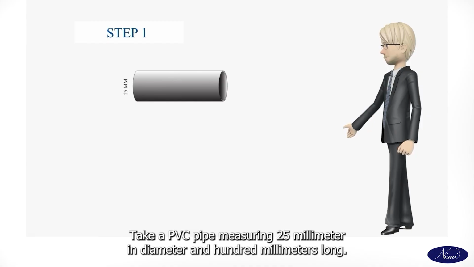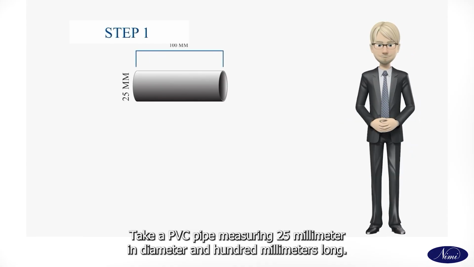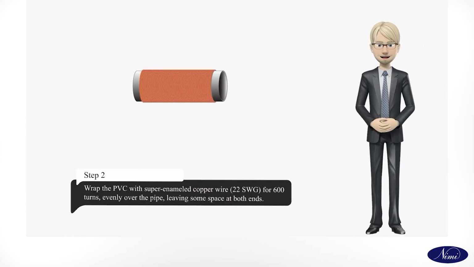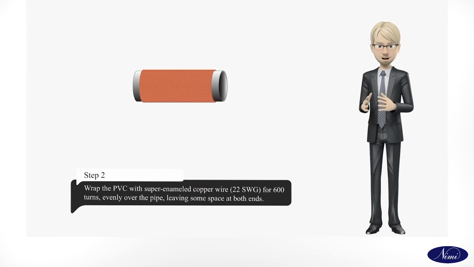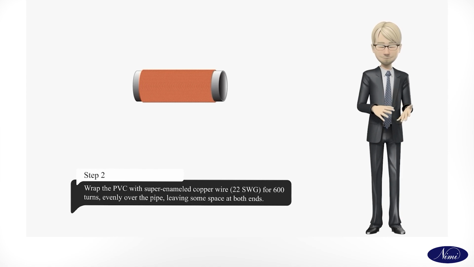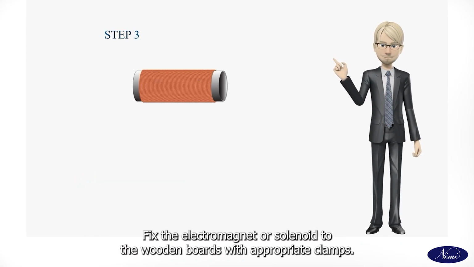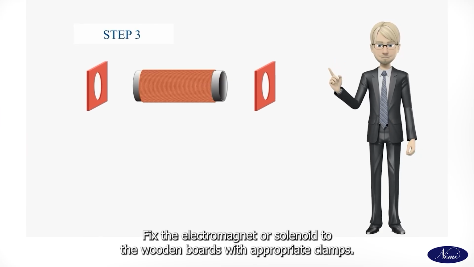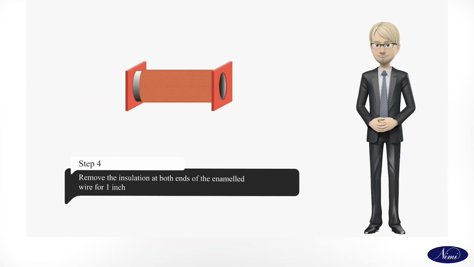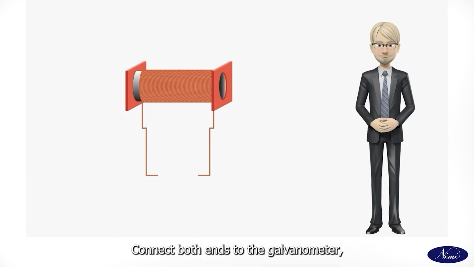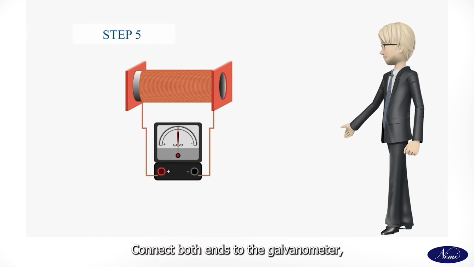Take a PVC pipe measuring 25 mm in diameter and 100 mm long. Wrap the PVC with super enameled copper wire 22 SWG for 600 turns evenly over the pipe, leaving some space at both ends. Fix the electromagnet or solenoid to the wooden boards with appropriate clamps. Remove the insulation at both ends of the enameled wire for 1 inch. Connect both ends to the galvanometer.